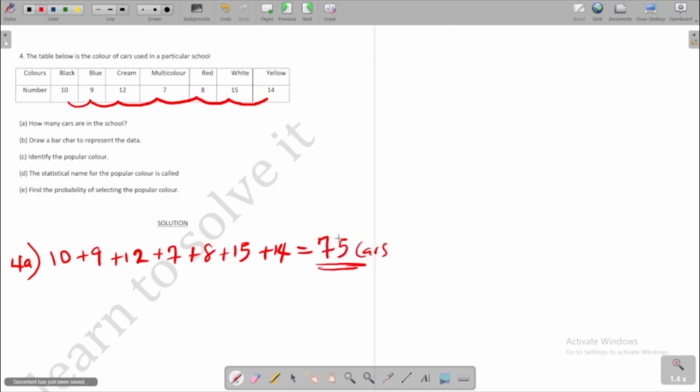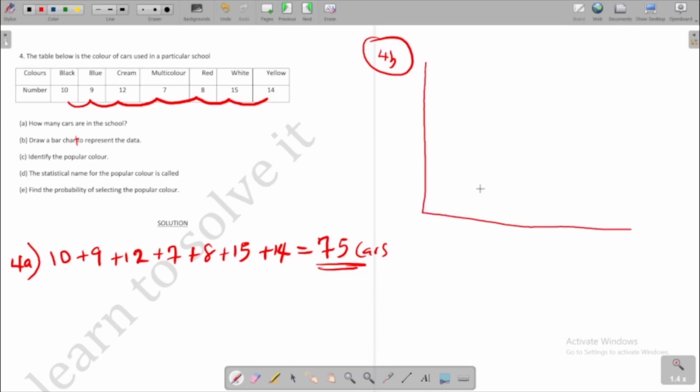That's it. And the second question, 4B, says draw a bar chart to represent the data on the screen. So draw a bar chart. We have our colors here. Let me use the one which you have.